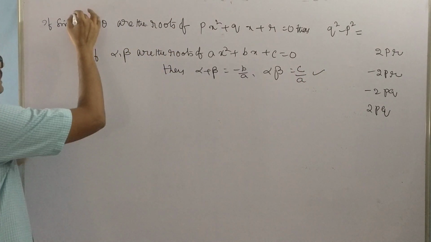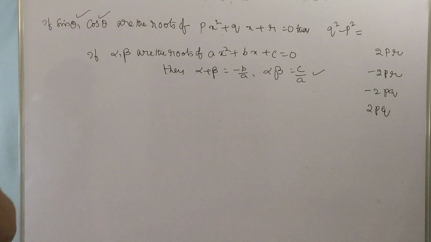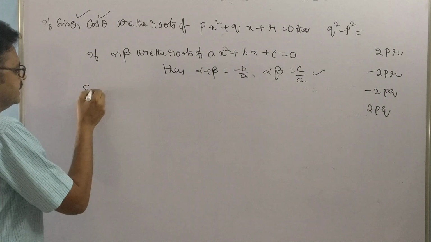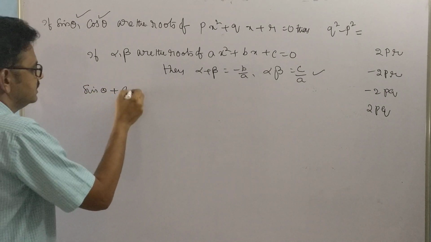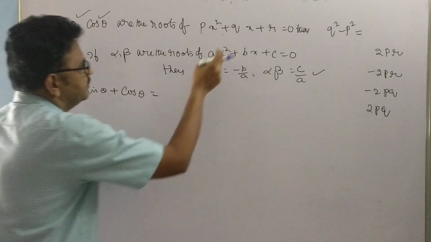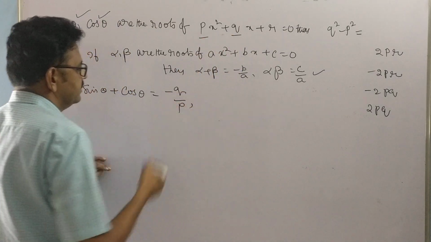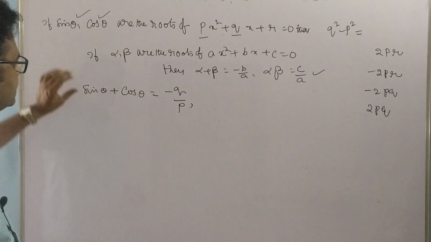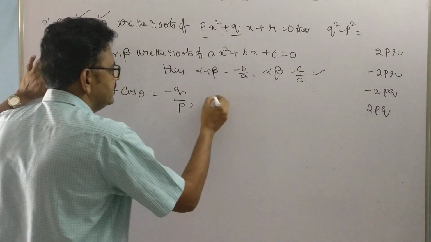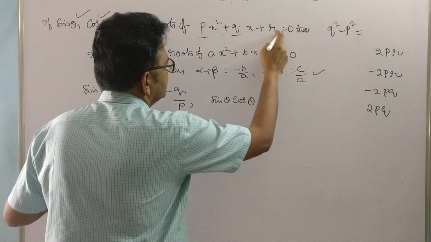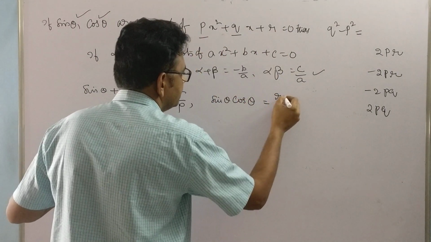Like here, sin theta and cos theta are the roots of the equation. Therefore, sum of the roots: sum of roots means what? Sin theta plus cos theta is equal to minus b by a, that is minus q by p. And the product of roots means what? Sin theta into cos theta is equal to c by a, that is r by p.